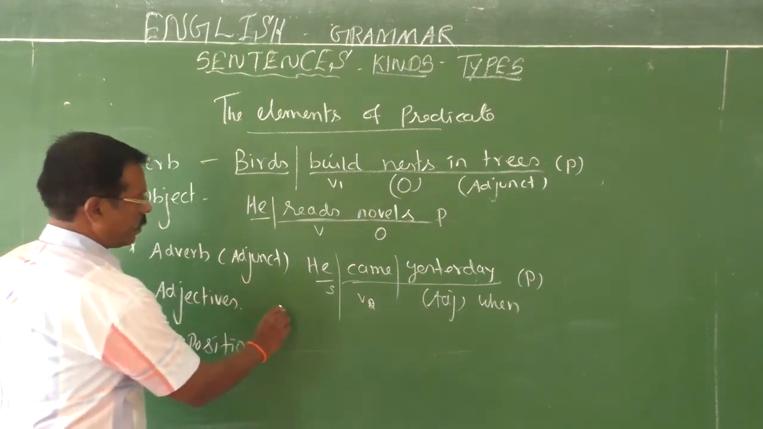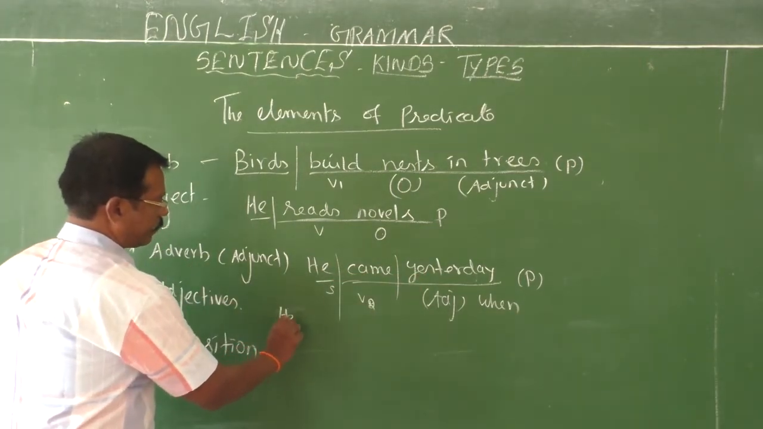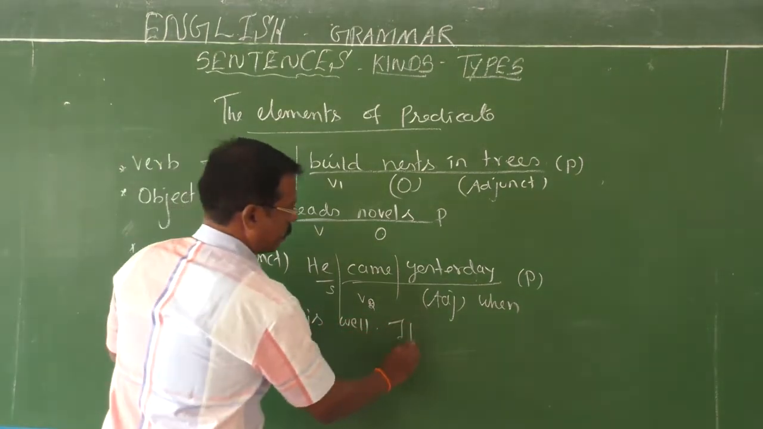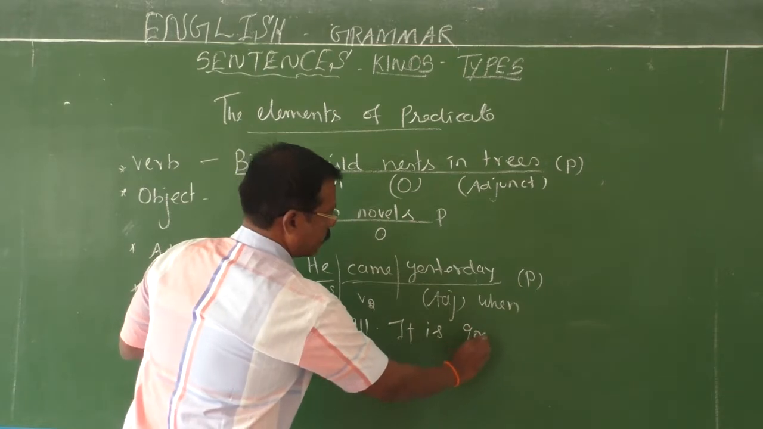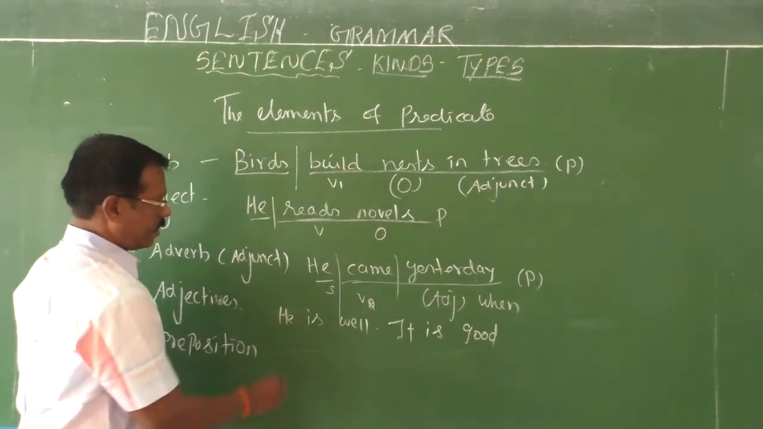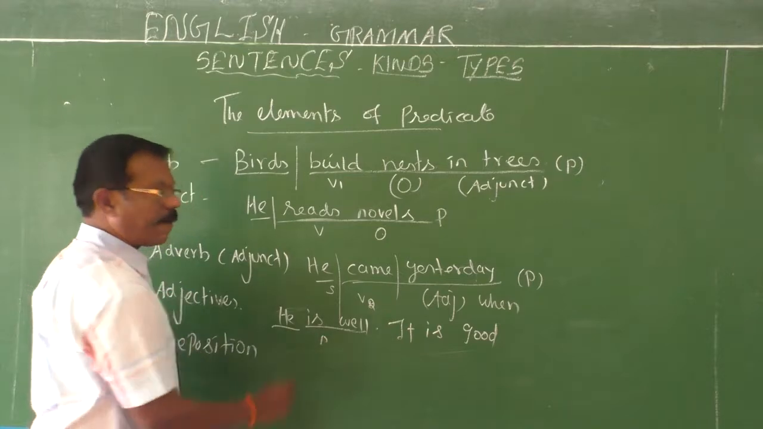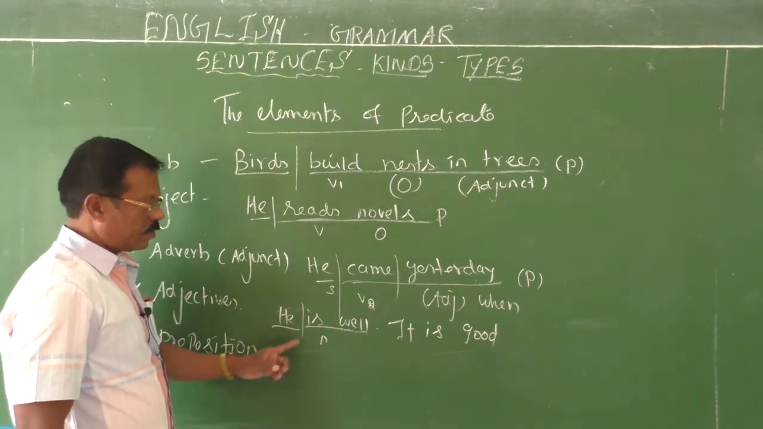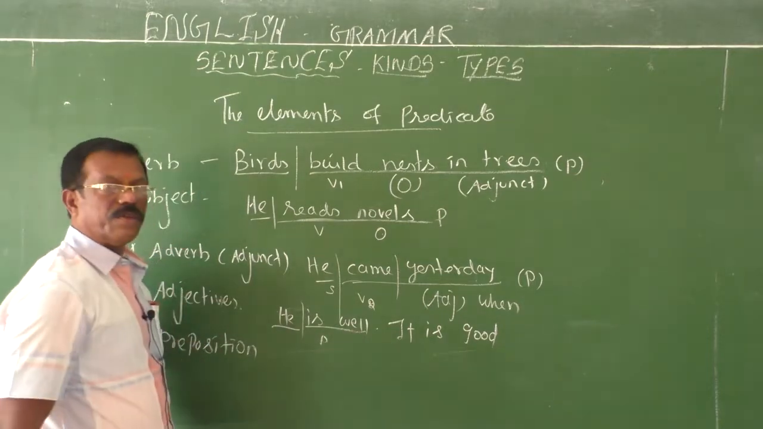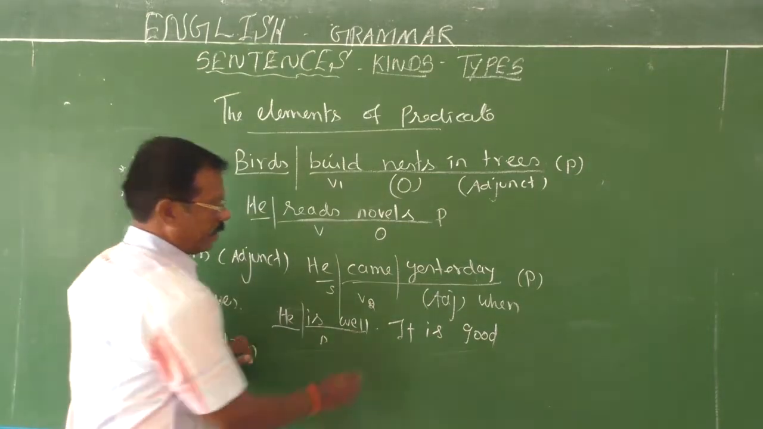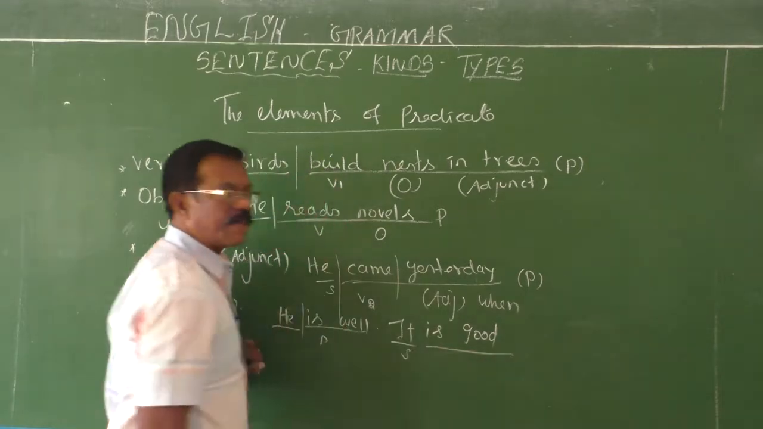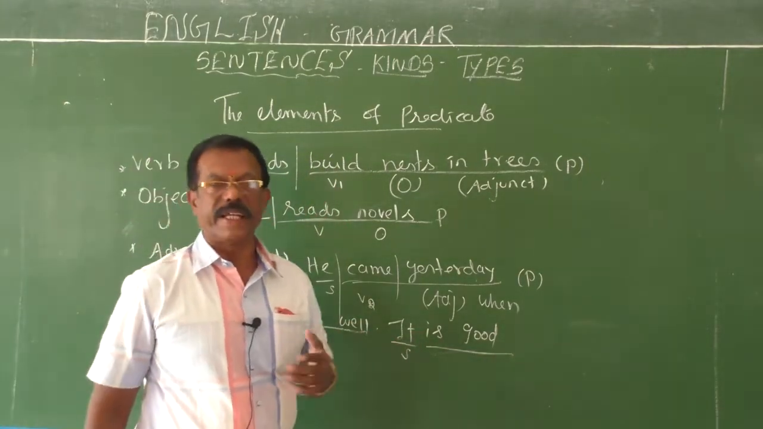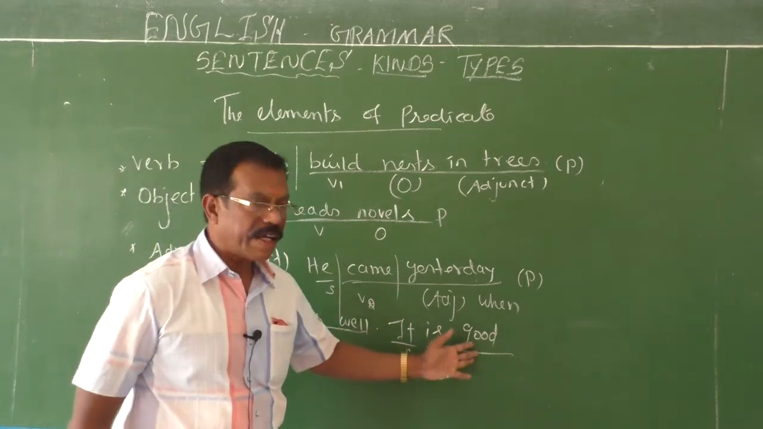So here subject, verb and then adverb. Then adjectives. "He is well." "It's good." See these two sentences. He is the subject, "is well" is the predicate part. This is a be form of the verb. Here it is used as a main verb. Well is an adjective. "It's good": it is the subject part, "is good" is the predicate. Is is a be form of the verb, but here it is used as a main verb. Good is an adjective.